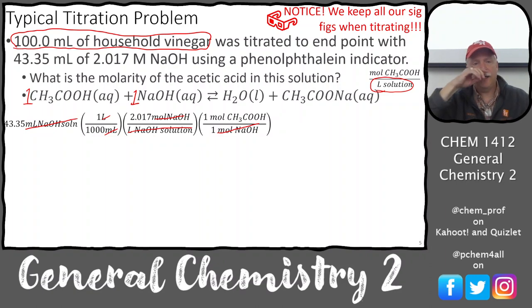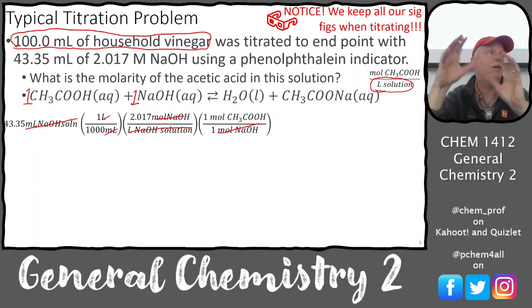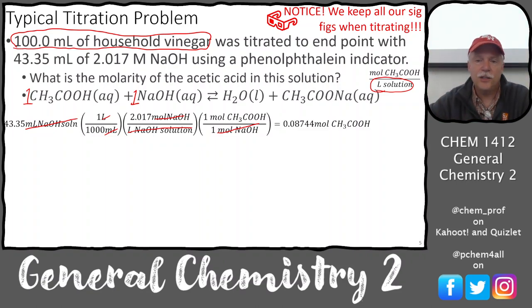Now, in terms of your calculator, a lot of people get really worried about order of operations, but multiplication and division are what we call commutative. It doesn't matter what order you do them in. You can prove this to yourself. You could take the 43.35, divide by 1,000, times 2.017. Or you could take 43.35 times 2.017, divide by 1,000. It does not matter which order you do these in. If you have any kind of additions in there, then you've got to pay much closer attention to the order of operations. But if everything's multiplication and division, it does not matter which one you do first, second, third, and so on. So you should end up with 0.08744 moles of acetic acid.